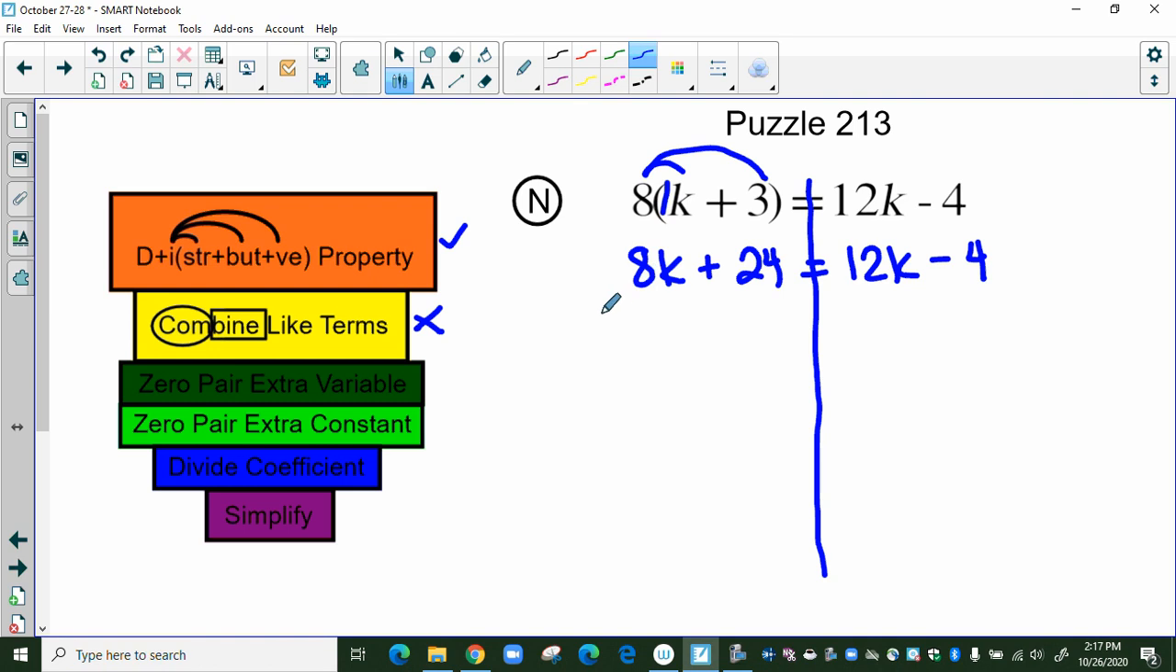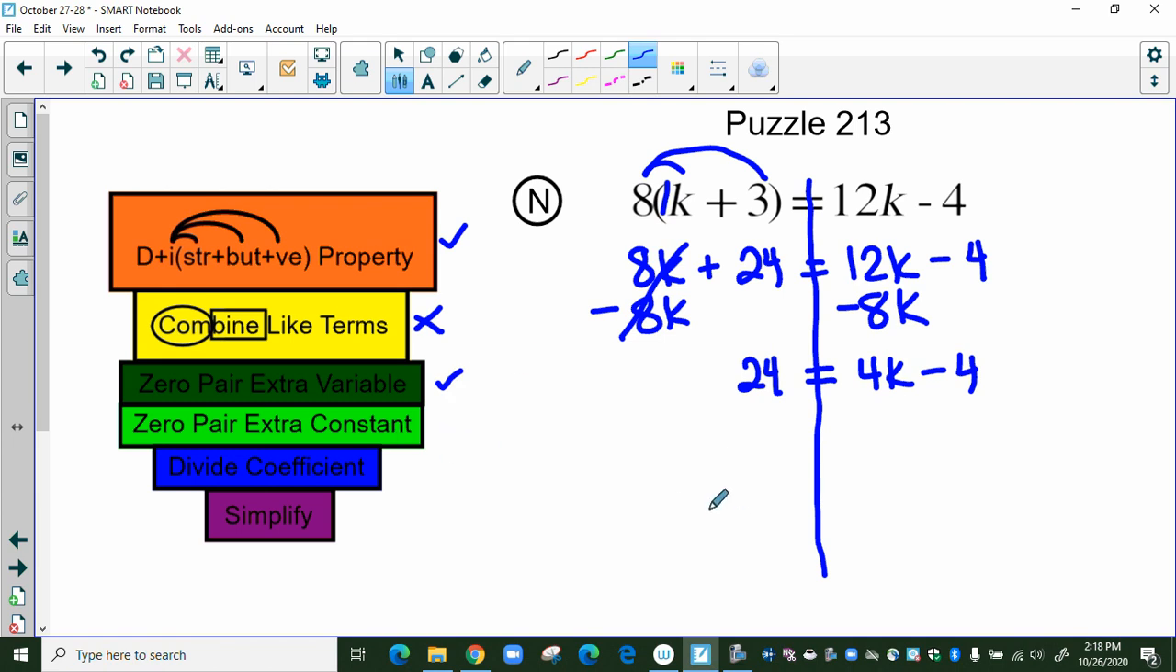So since this is a plus, I'm going to do minus. And on the other side, I'm going to write the same thing. Not just minus 8, minus 8k. These 2 zero pair out. The 24 comes down. 12 minus 8 is 4, so this is 4k minus 4.